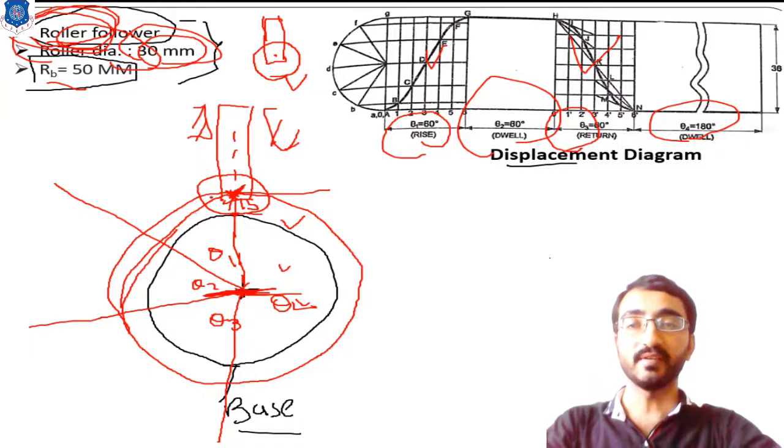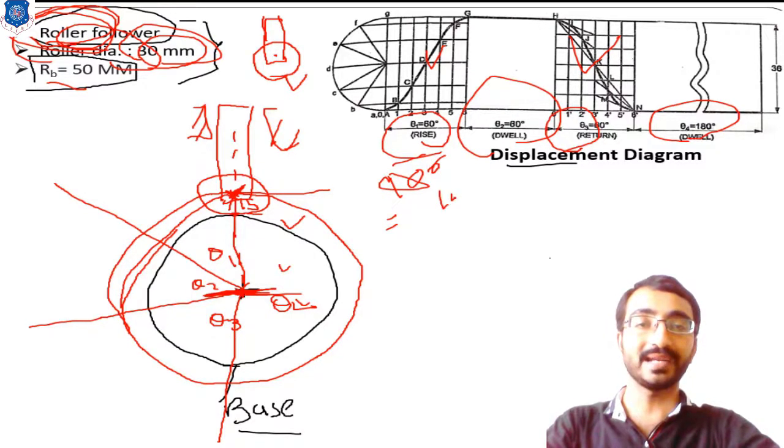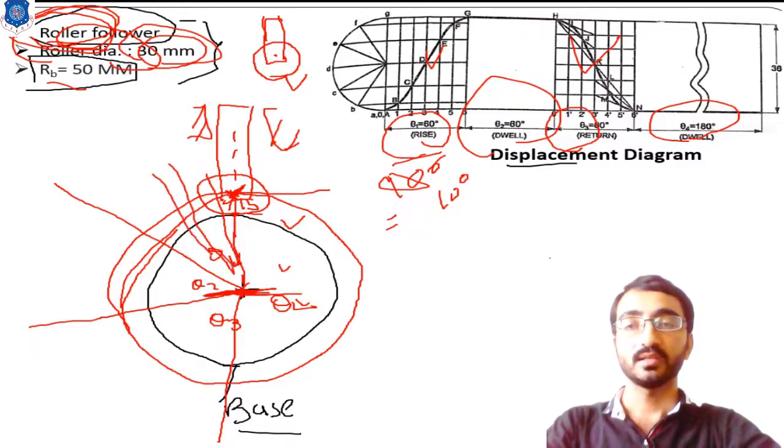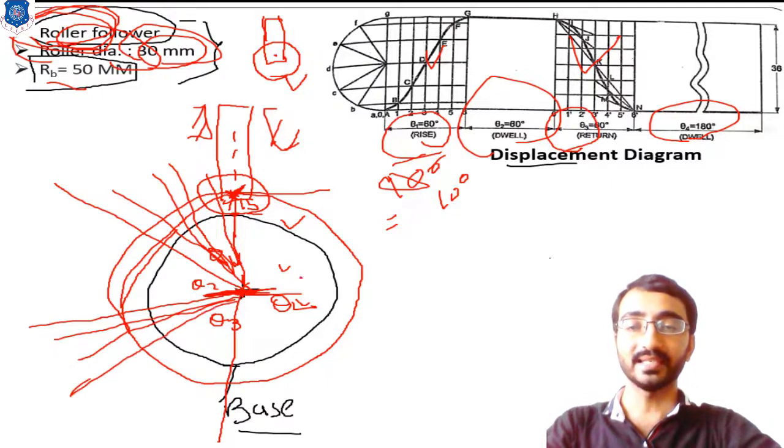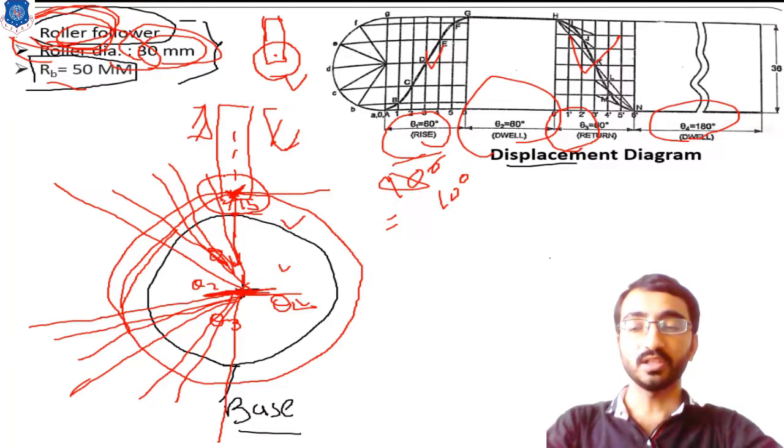Divide theta 1 into 6 equal parts, that is 60 degrees divided by 6, which gives you 10 degrees. Make equal divisions of 10 degrees, so that you have 6 equal divisions on theta 1. Similarly, make 6 equal divisions of 10 degrees in the theta 3 angle. In this way we simply follow the procedure.